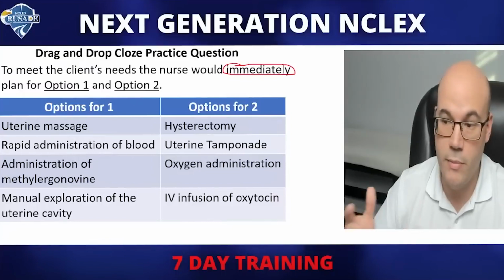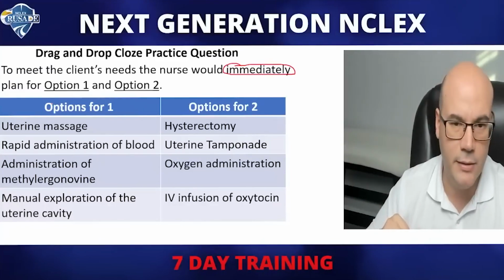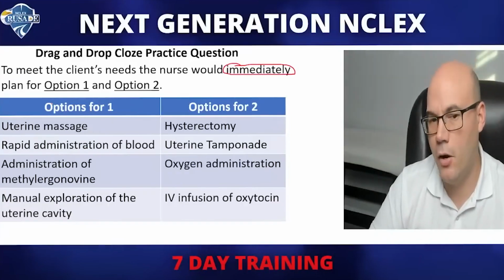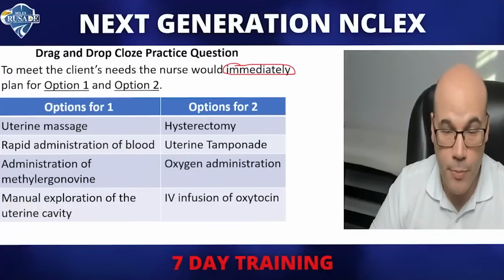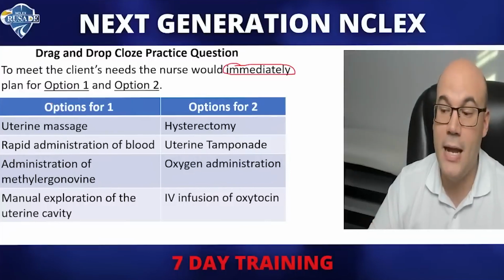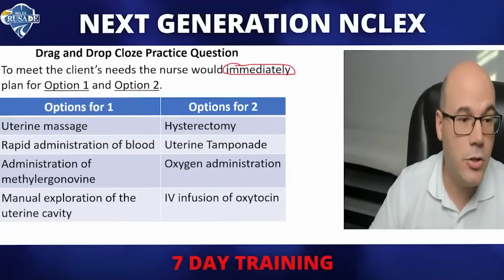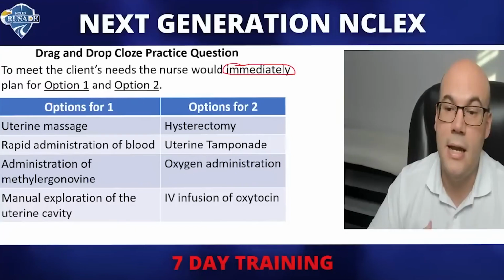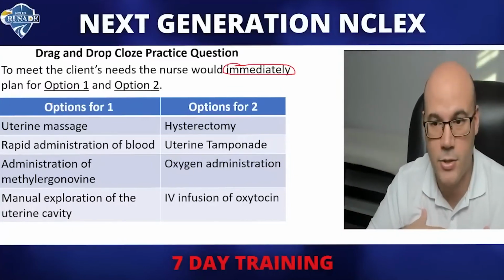Comment your answer in the comment section. Are you going to do a uterine massage? Are you going to do a rapid administration of blood? Are you going to do administration of this medication? Or are you going to do a manual exploration of the uterine cavity? So if we're thinking of prioritization here, we have to think, what is an appropriate nursing intervention that will help me stop the problem or will help the patient's problem? We can also see, are there any answers that are outside of the scope of practice of a registered nurse? Do I see any answers that are inappropriate? So I can use the process of elimination. Just because the answers are on a table, that doesn't mean that I cannot use the process of elimination.